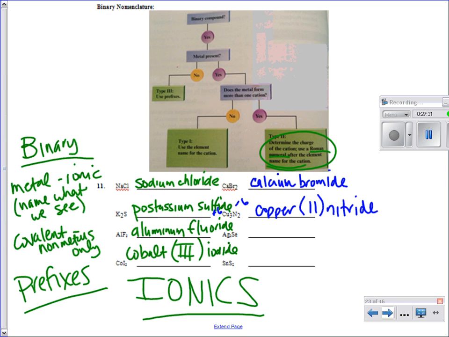Nitride. All right. Silver, more than one charge? Nope. So what's this called? Selenium, selenide. All right. Tin, more than one charge? Yeah, so what's it here? Tin 4, good buddy. Tin 4 what?